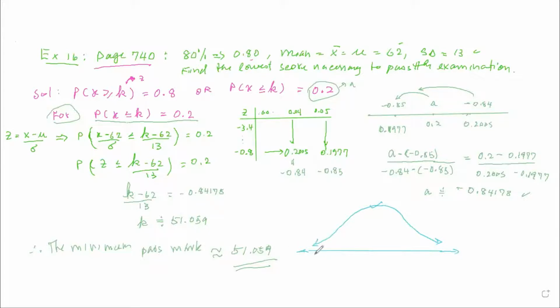Okay. So the mu, the question we have mu here, for example, assume mu is here, 62. So you find out the K already. We get the answer K is 51.059 because you work from the less than side. This point is K.